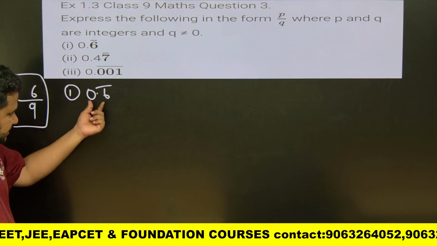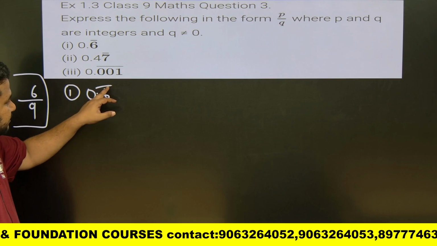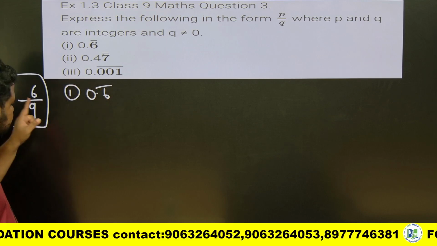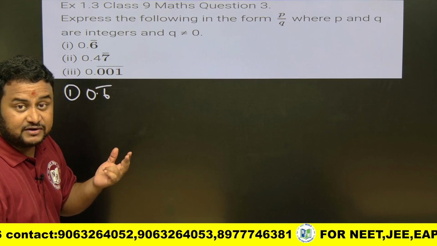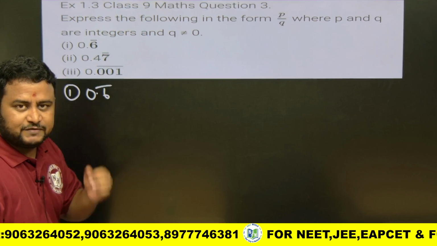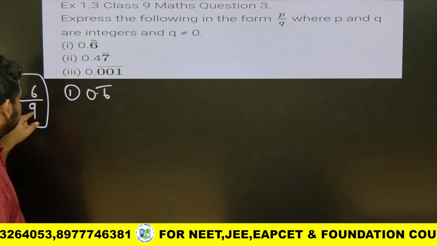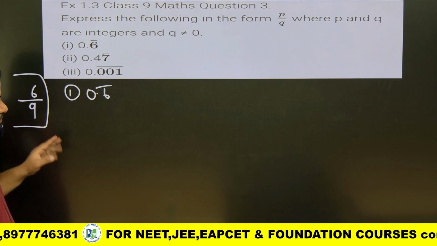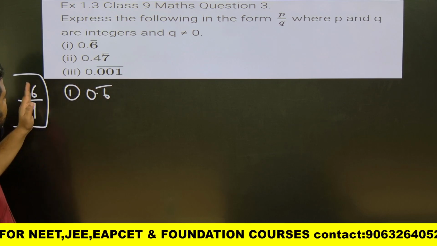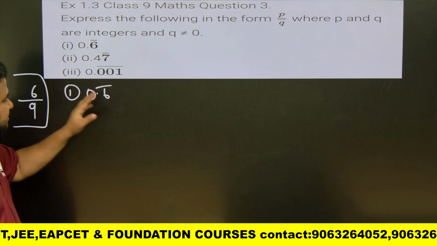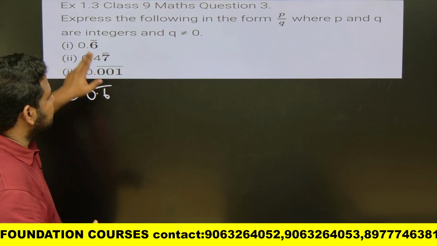What I did, see here friends, after the decimal point there is 6, and how many numbers is the bar on? Only one number. One number with a bar means one 9. Bar on two numbers means 2 nines in the denominator of the answer. If the bar is on 4 numbers, it means 4 nines in the denominator. So here the bar is on one number, so there should be one 9 in the denominator. When it comes to the numerator, what should I do? Whatever is after the decimal point, the same thing I will copy. After the decimal point, what is the digit that I have? 6. I will write 6 as the numerator. Okay, this is what I got. This is the shortcut method, but the shortcut method will not fetch you marks.